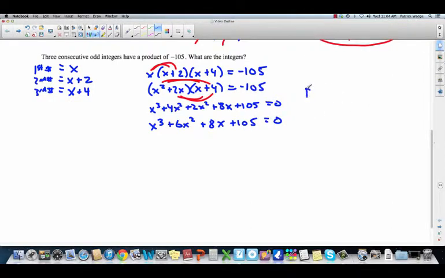Okay, possible zeros or possible roots. Leading coefficient's 1 again. We love that, so you just have to worry about the factors of 105. 1, 3, 5, 7, 15, 21, 35, 105. Those are all the factors.